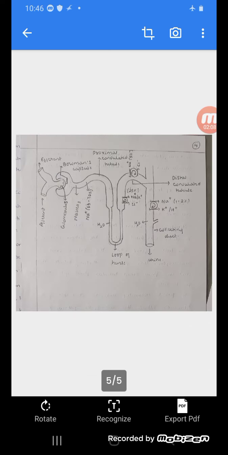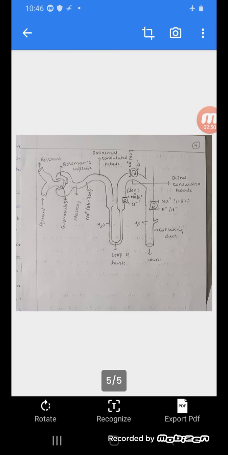Coming to the first part, it is glomerular filtration. As the blood reaches the glomerulus, it is filtered by the Bowman's capsule. Coming to tubular reabsorption, after filtration, the filtrate reaches the proximal convoluted tubule, where reabsorption of sodium, chloride, bicarbonates, phosphates, amino acids and low molecular weight proteins takes place. The loop of Henle is a place where the filtrate becomes diluted as sodium and chloride ions are reabsorbed.